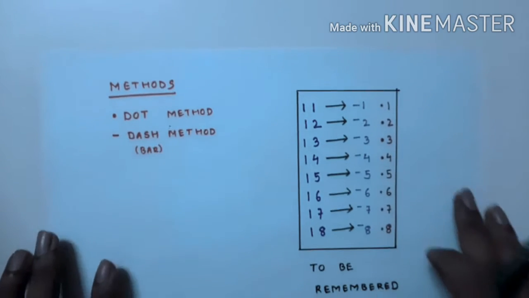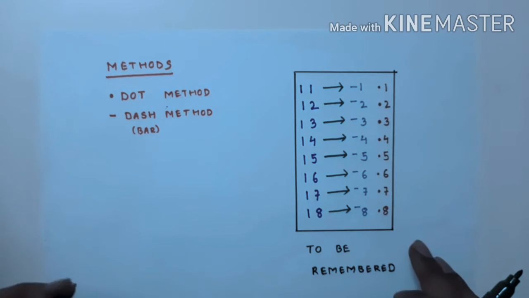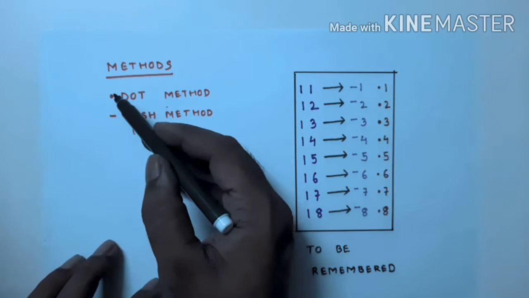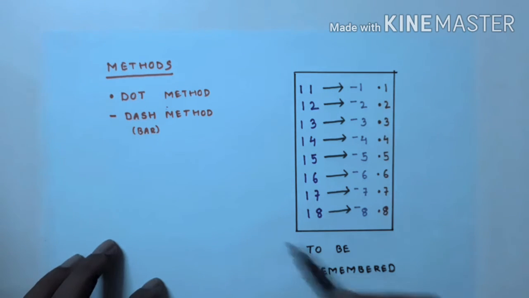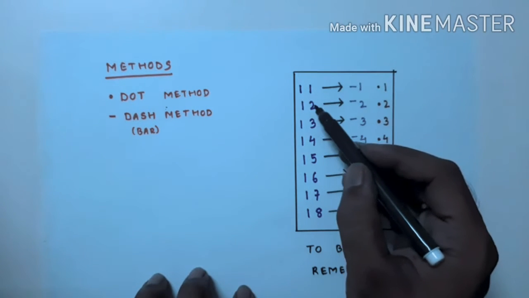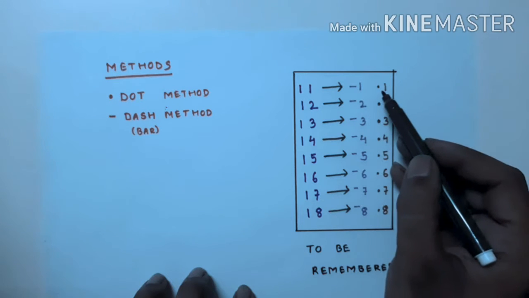Now, when you are using the Vedic method, here we have a method called dot method or a dash method. Both are the same thing. Either we can use a dot or you can use a dash. This is also called as a bar method. So what is this dot and dash? You can see here 11. So 11 is written as dash 1 or dot 1.